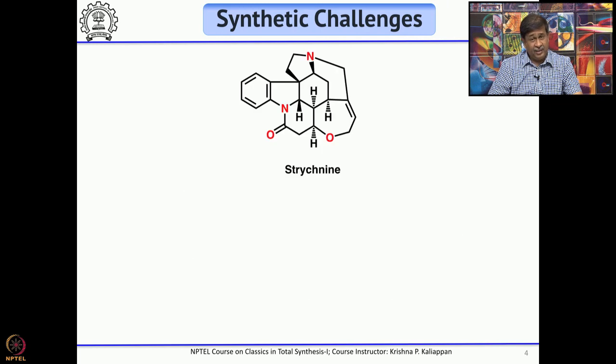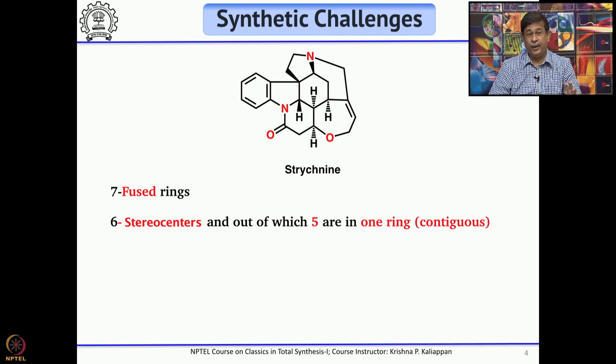And when you talk about synthetic challenges, as I mentioned already, there are 7 rings. Making 7 rings in those days is not a joke. It was a very, very complex problem, and one has to deal with it. And if you look at the number of stereocenters, there are 6 stereocenters in this molecule.